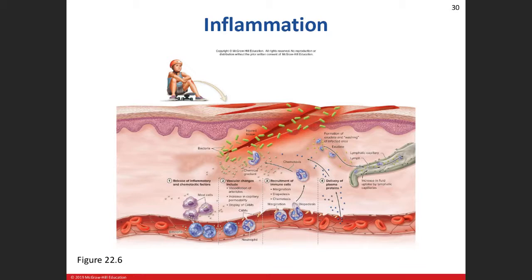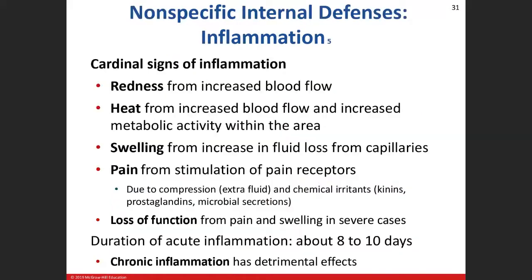All right. That's a lot for inflammation. I know. It's brain filling. Brain filling.